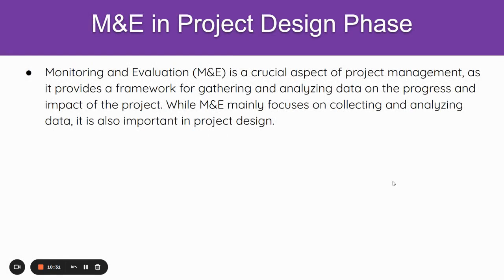So in project design, monitoring and evaluation, M&E, is a crucial and important aspect of project management and in the design phase. What happens is that monitoring and evaluation provides us a framework for gathering and analyzing data on the progress and impact of the project. The primary purpose of monitoring and evaluation is to keep track of progress and also be able to gather the project results, the impact of the project. These are important things for monitoring and evaluation.